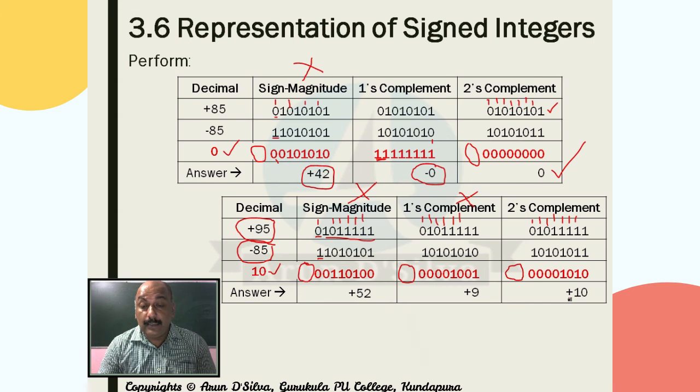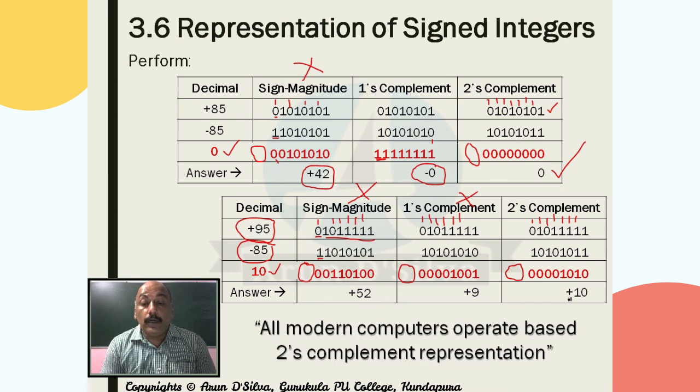That is the reason all modern computers operate based on 2's complement representation. All modern computers work based on 2's complement. So this is the basic idea, my dear students. That's the reason I taught you all three methods, because we should know all three methods. But which suits today's computers? That is the 2's complement representation. You have understood, I think.